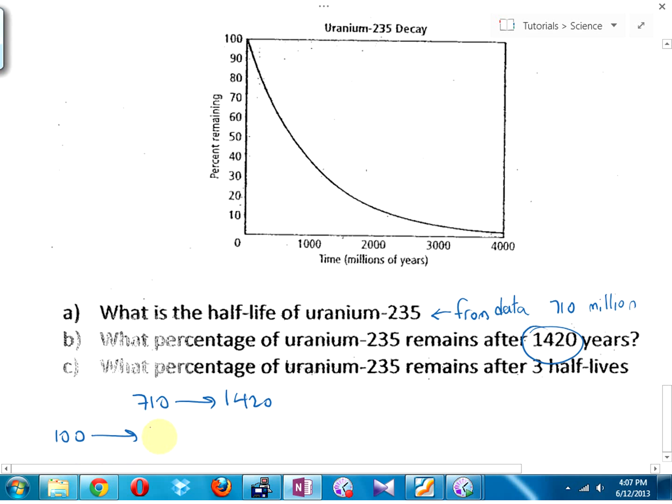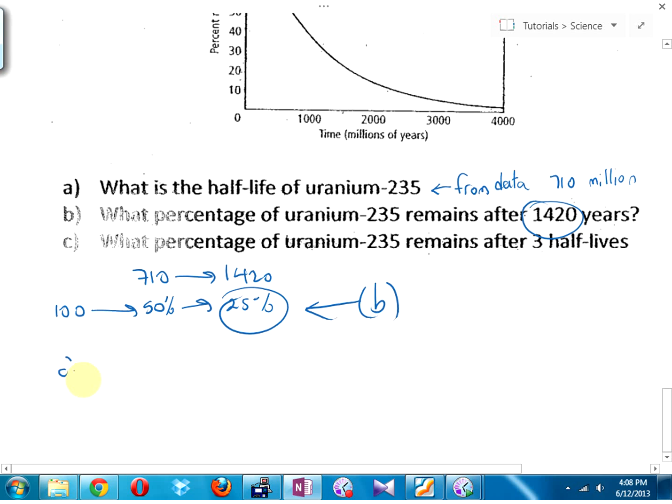After a half-life, what percent is left? 25%. That's the answer to B. What about after 3 half-lives? Well, how many half-lives have we done? 1, 2. So, what's the answer to C? 12.5%. You really had to reach for a calculator? 25 divided by 2? Really? Oh, by the way, make sure you do bring a calculator to the science exam.